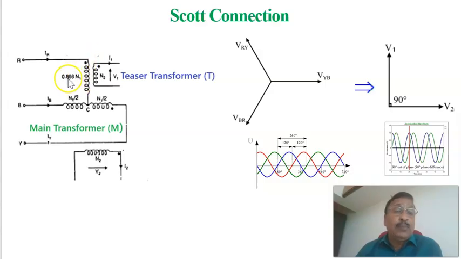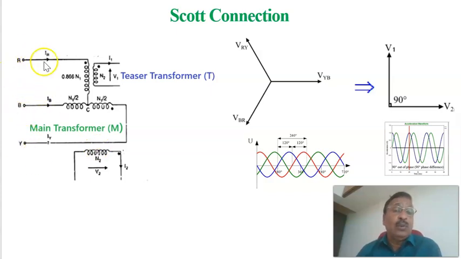Therefore, we will have to select 0.866 N1 at the teaser primary. The secondary of the main transformer has N2 turns, and similarly the secondary of the teaser transformer also has N2 turns. Therefore, the number of turns on the secondary of the teaser as well as the main transformer are equal, N2, but the primary turns on the main transformer equal N1, and the primary turns of the teaser transformer equal 0.866 N1. This is the Scott connection of two single phase transformers, and the 3-phase input is given here.